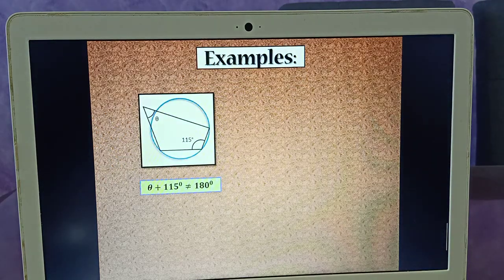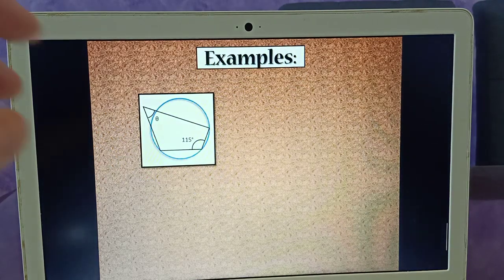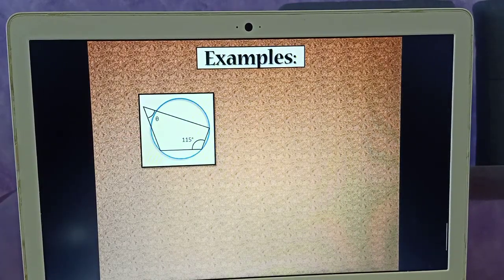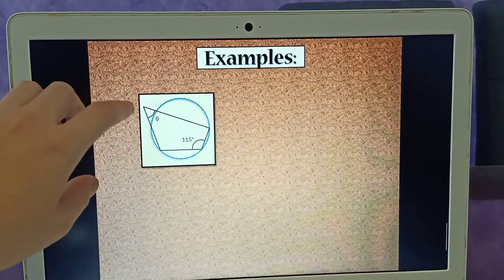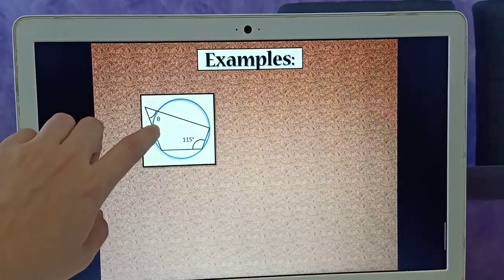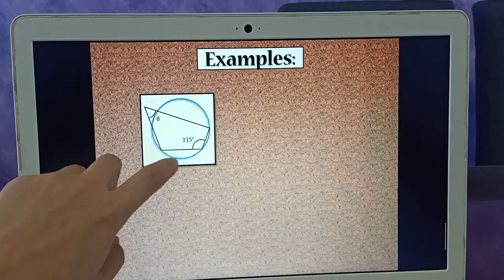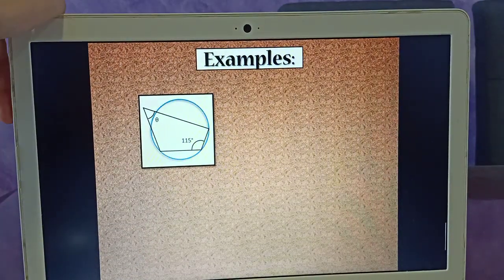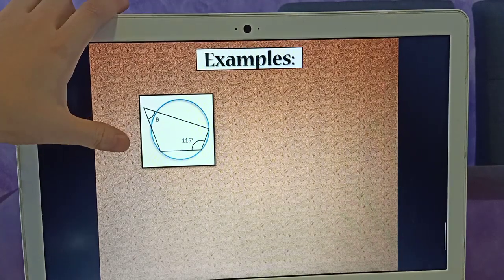How about this one? Can I say that theta and 115 are interior opposite angles of a cyclic quadrilateral? Can I say that this is a cyclic quadrilateral? No, right? Because one of the vertices is outside the circumference. It's not on the circumference. So this is actually not a cyclic quadrilateral. So you cannot apply the sum of interior opposite angles, which is 180 degrees, here.